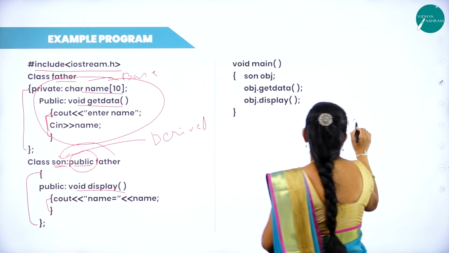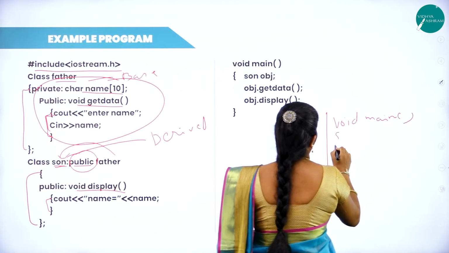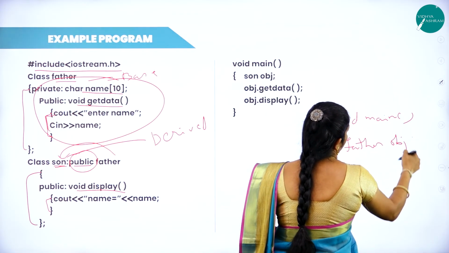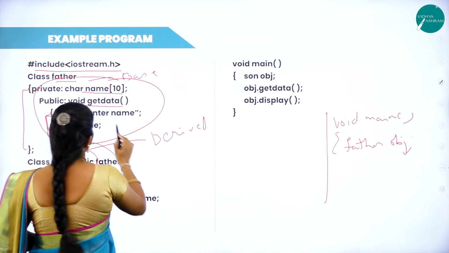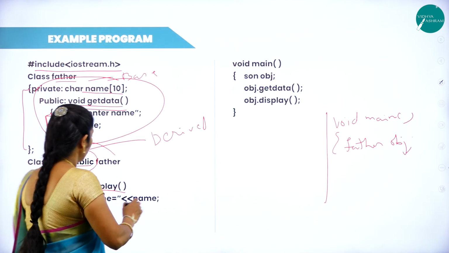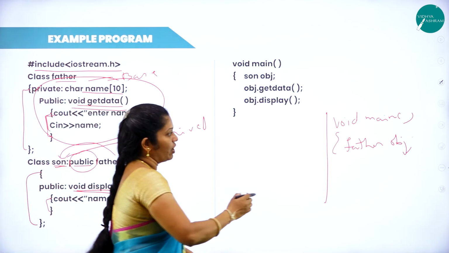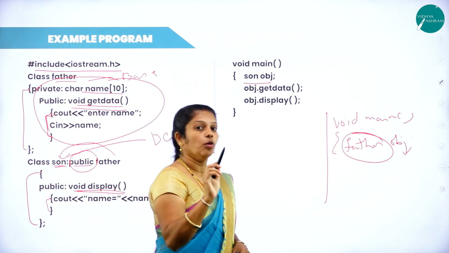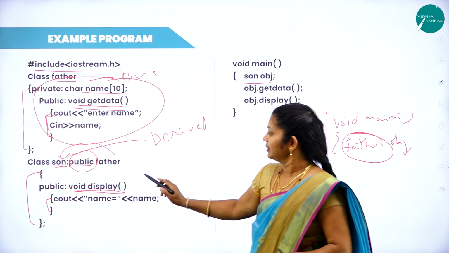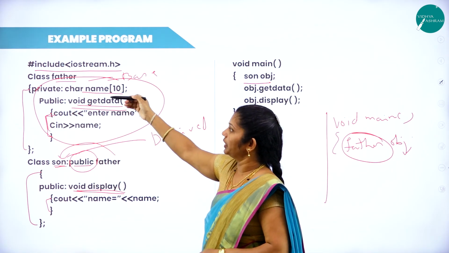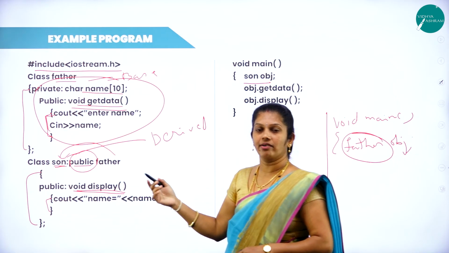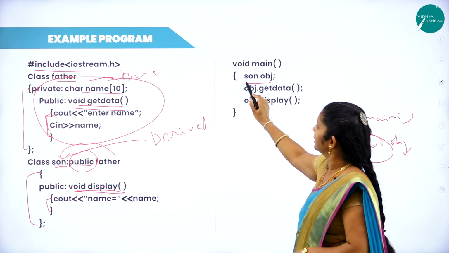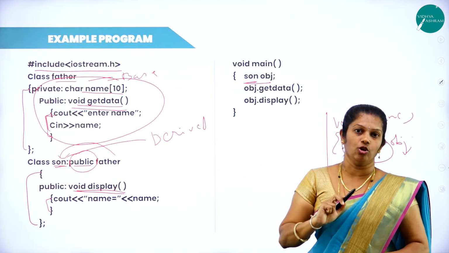If I use only the father class to create the object, for example in void main, creating the object father, then with the help of this object I can access only the get data function, but I am not able to access the display function. That's why here we are creating the object for son. In the son, if I create the object, then properties of the base class as well as properties of the derived class, both I can access. That's why while creating the object, compulsorily for the derived class you have to create the object.